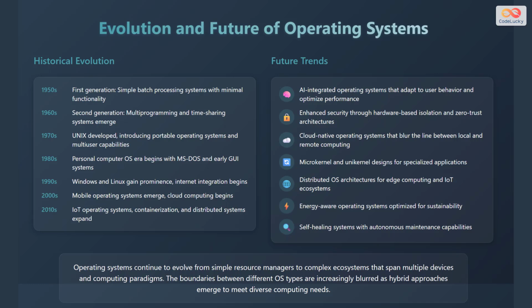As we've seen, operating systems continue to evolve from simple resource managers to complex ecosystems that span multiple devices and computing paradigms. The boundaries between different operating system types are increasingly blurred as hybrid approaches emerge to meet diverse computing needs.